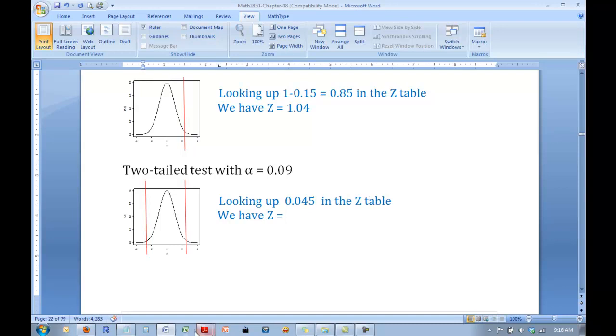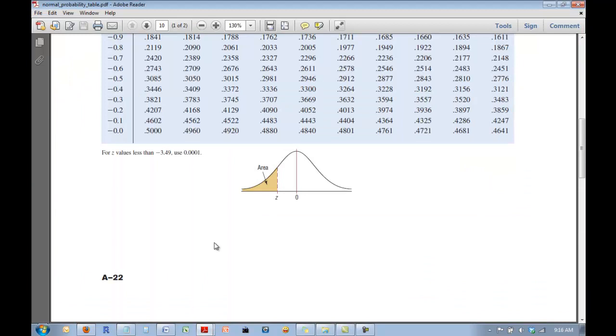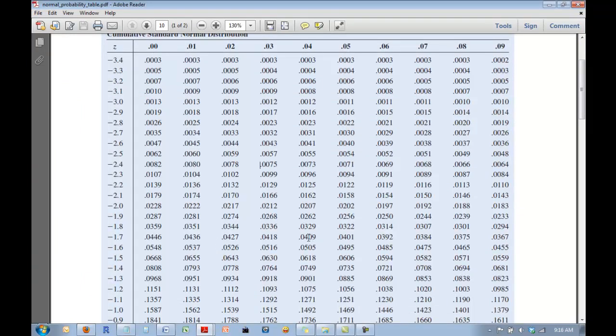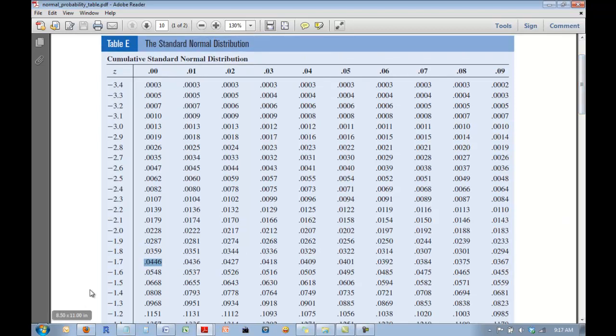I'm going to look up 0.045 in my table. I know it needs to be negative because it's on the left. 0.045, where are we at? Right, there's 0.0455. Is that as good as we're going to get? This is 0.005 away, and this is 0.004 away, so that's a little bit closer. So minus 1.7 will be the value that is closest to 0.045. That is the value that has 0.045 underneath.